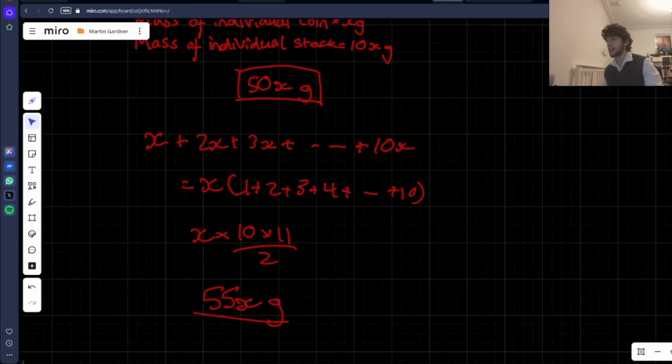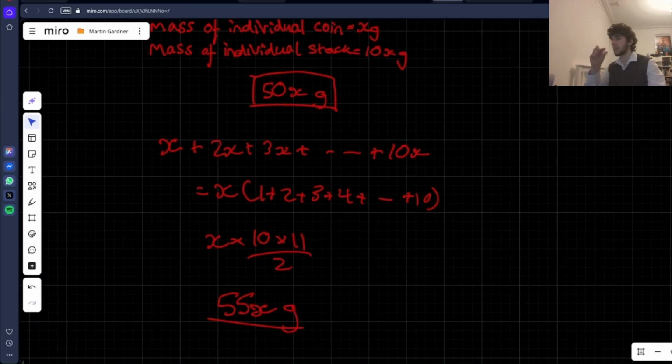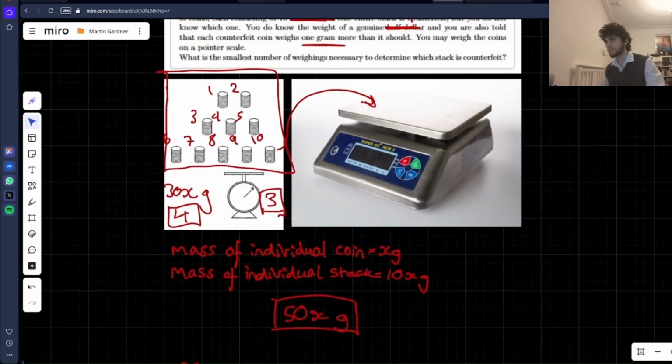Okay, if all of the 10 stacks are real, because we're taking x off of stack 1, right? So that's just 1 coin, which weighs x grams if it's real. And then 2x from stack 2, so we take 2 of the coins from that stack, then 3 of the coins from the third stack. So if all the stacks are real, you would observe this mass, 55x grams. Now, obviously, we know that one of the stacks is going to be fake, so we're never actually going to observe this mass, okay? It's a purely theoretical mass that we would observe if every stack was real.